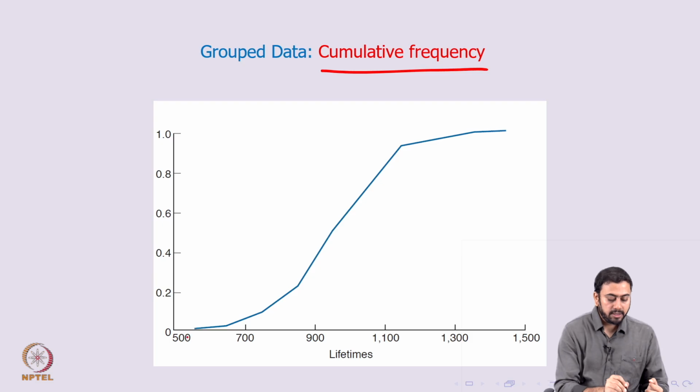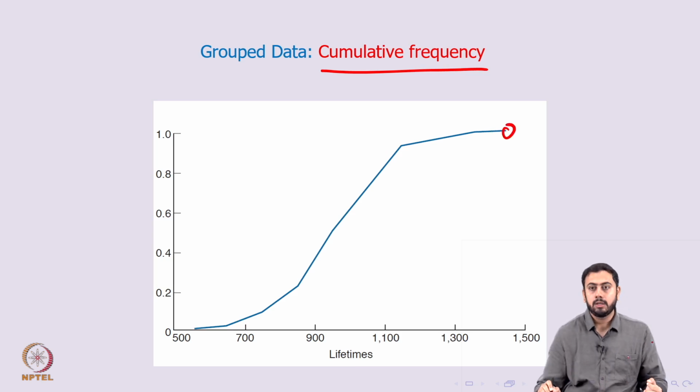So, for example, 500 to 600 would be 0.01, then 600 to 700 you'll increase, then again you'll increase, then again you'll increase, and eventually you see it converges to 1. So, the last value has to be 1. Alright. So, how do you connect the dots?